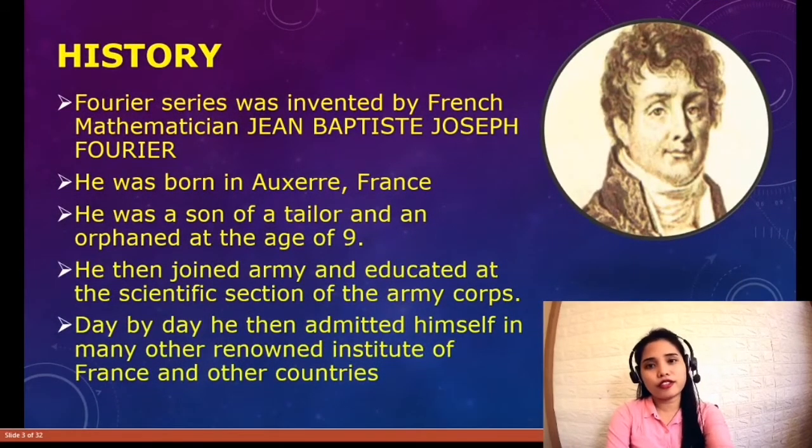Let's discuss first the history. Fourier series was invented by French mathematician named Jean-Baptiste Joseph Fourier. He was born in Auxerre, France. He was the son of a tailor and an orphan at the age of 9. He then joined the army and educated at the scientific section of the army corps. Day by day, he then admitted himself in many renowned institutions of France and other countries.